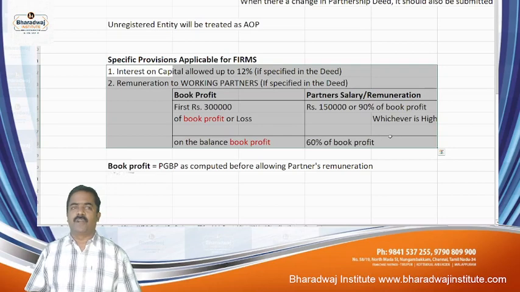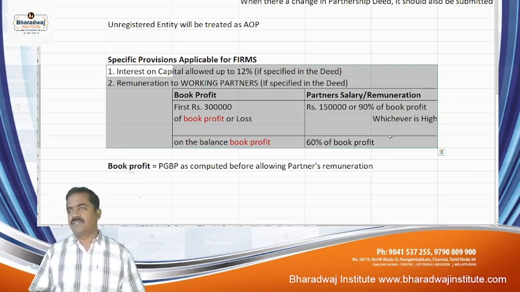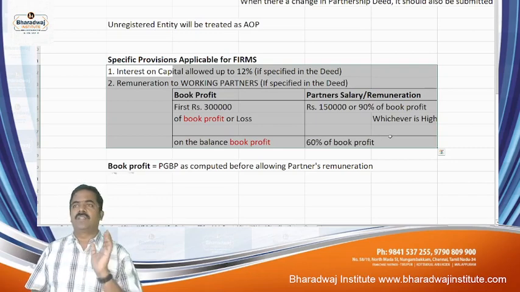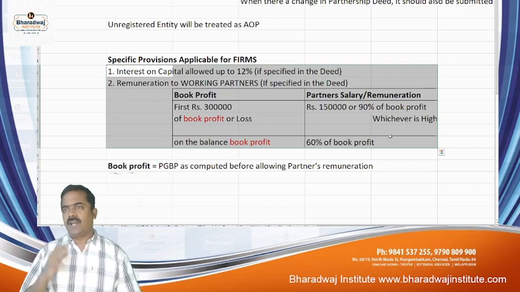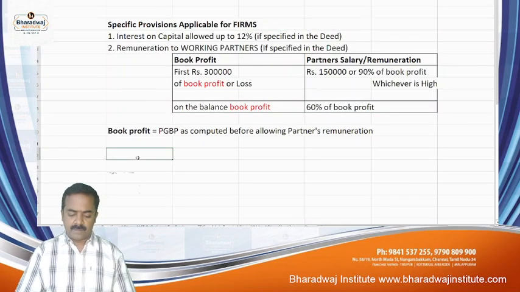On the first 3 lakhs of book profit, or in case of loss, you can pay 90% or 1,50,000, whichever is higher. So a loss making firm can also pay a minimum of 1,50,000. On the balance of book profit, you can pay 60%.